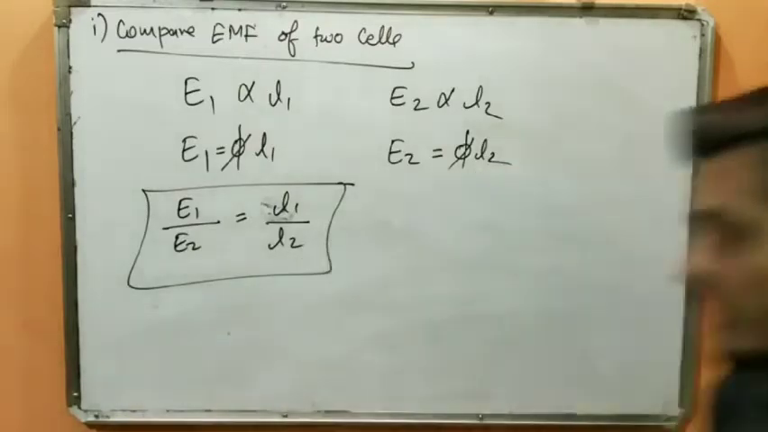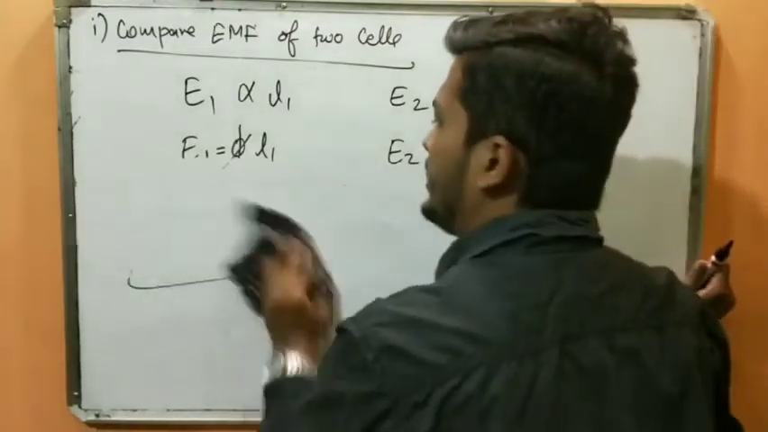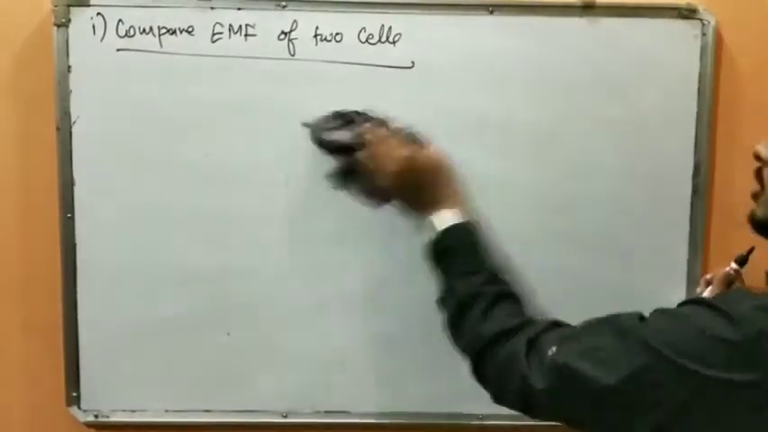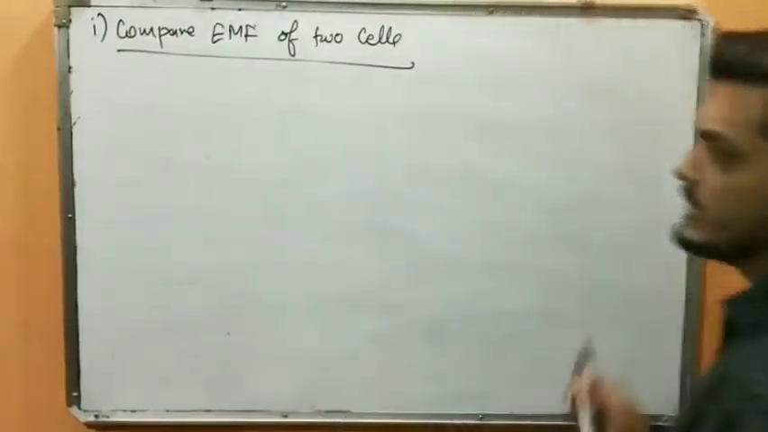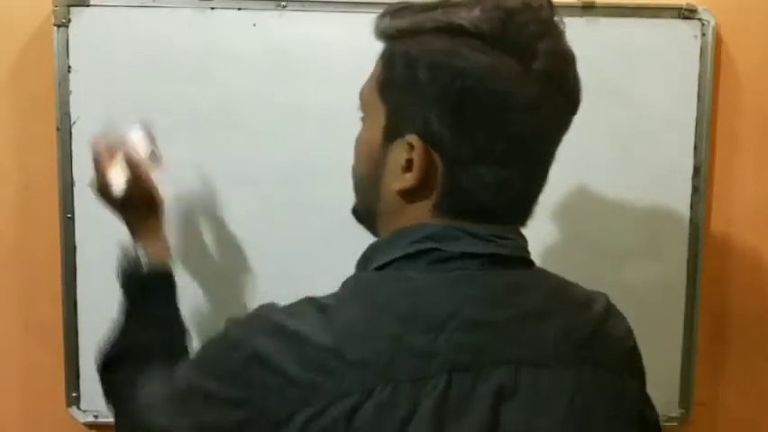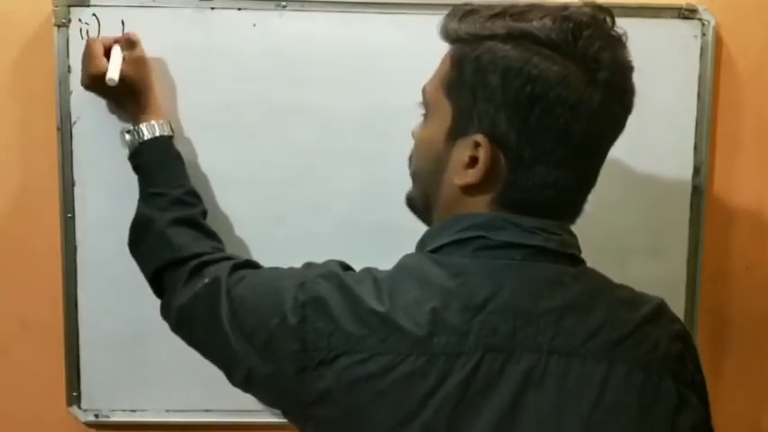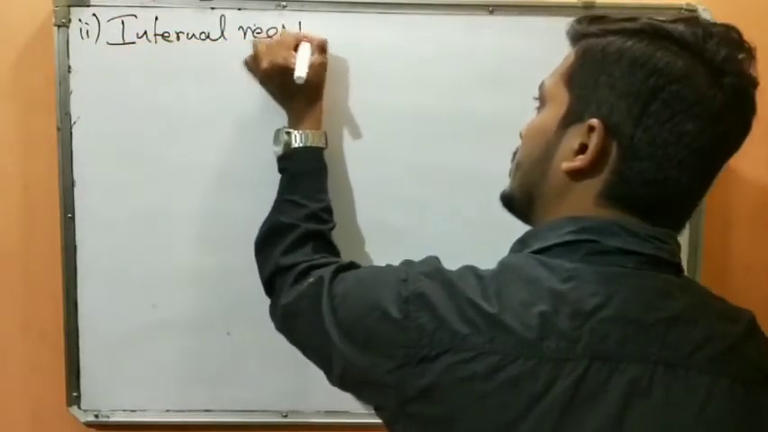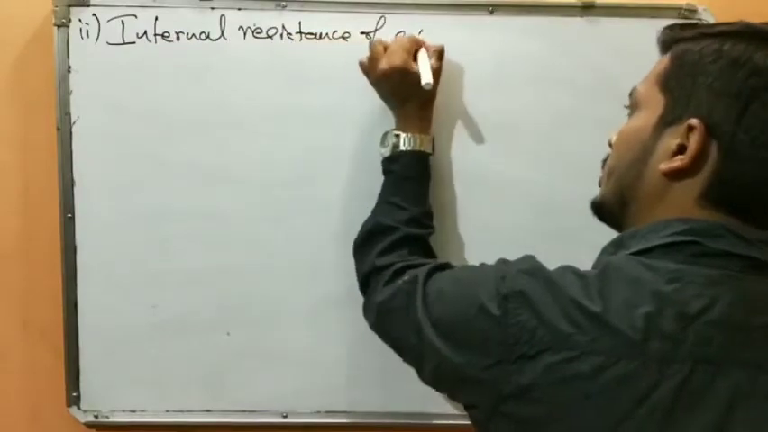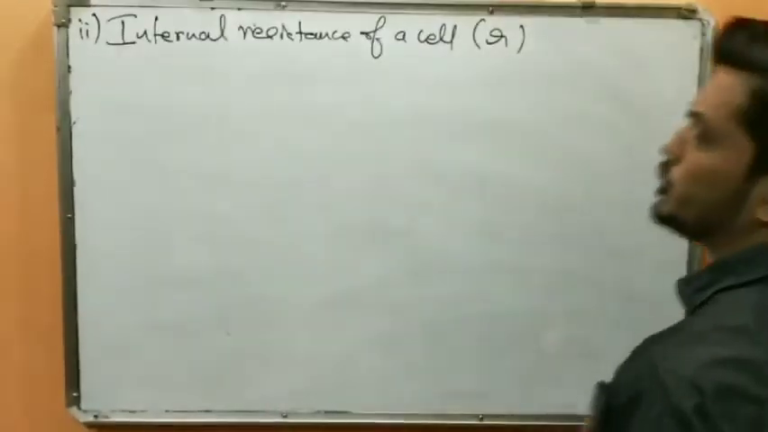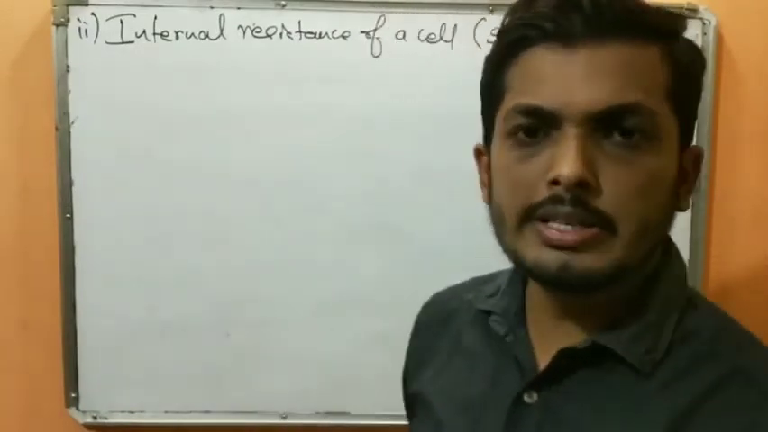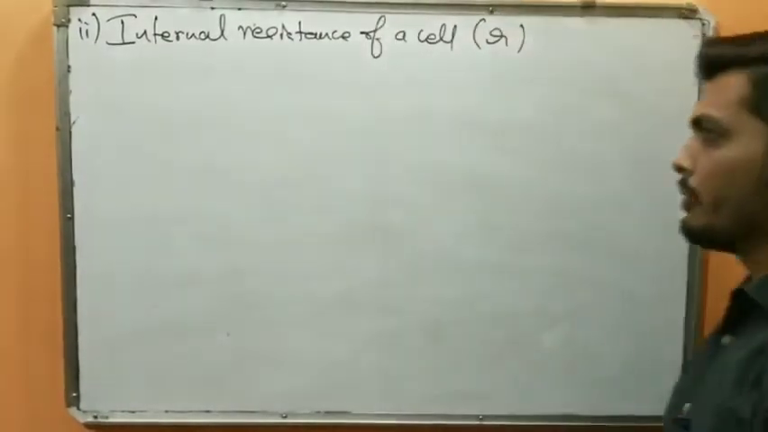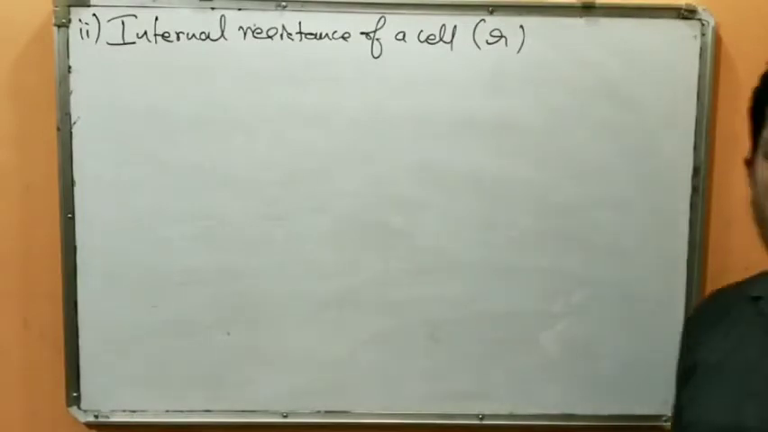Okay, now the second important application is to find the internal resistance of the cell. I hope you remember this, which was denoted by small r. It is the resistance offered by the cell itself. So the concept of electromotive force came into existence.